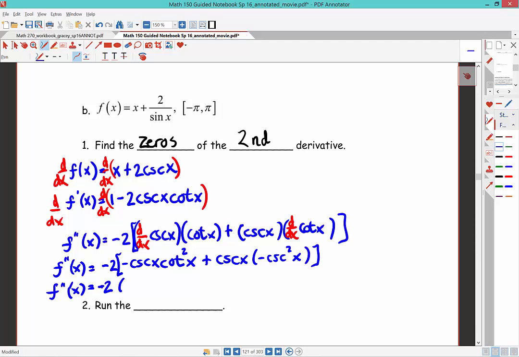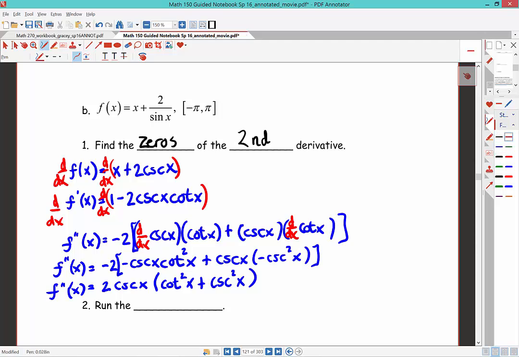We'll just have one, oh, what am I saying? So the terms will all go positive since you've got a negative factor and two negative terms. So then what we'll have is we can factor out a cosecant at x, and then what we'll have left is cotangent squared at x plus cosecant squared at x. So now we need to find the zeros of that.